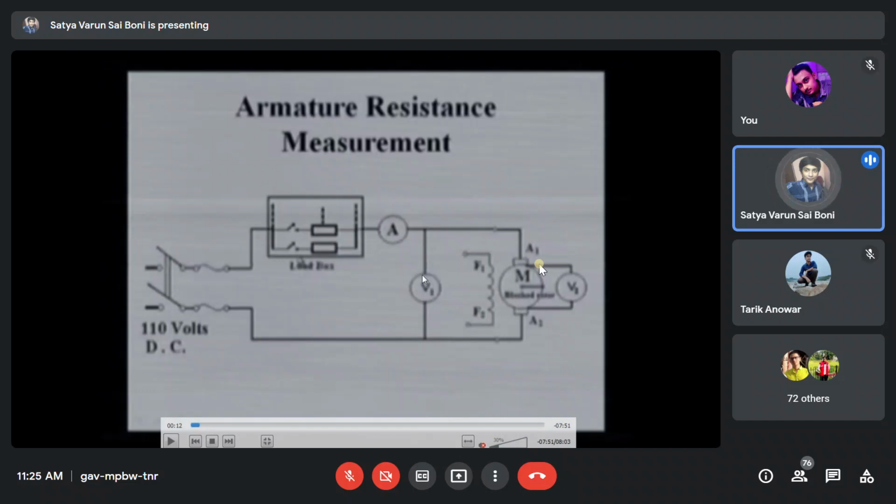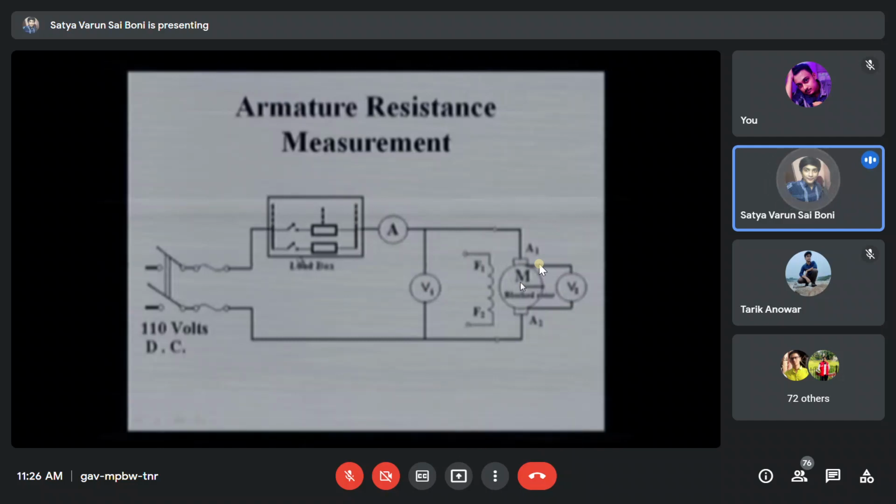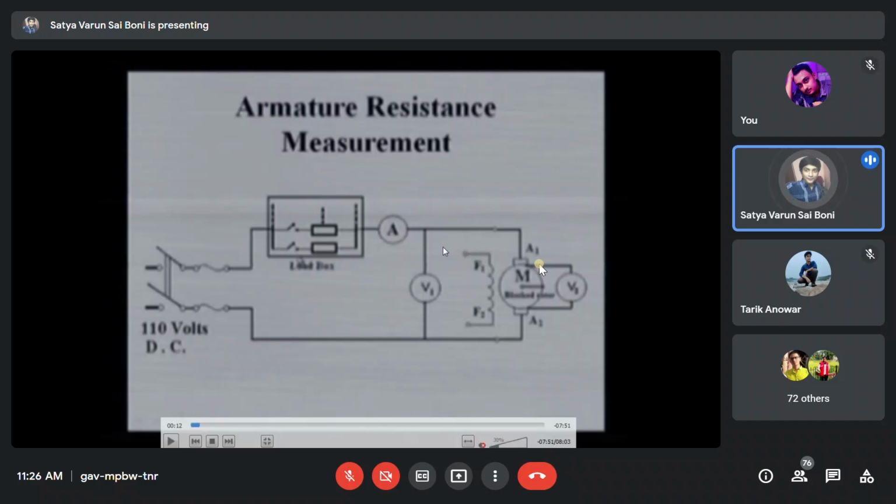Ammeter and voltmeter: here we connect a voltmeter across the motor. Here the brushes are there, so we place a voltmeter across the armature of the motor, including the brushes. This is the first point to be noted. The other point is that we place another voltmeter, V2, across the armature itself. So one is across the armature along with the brushes, and the other voltmeter is only across the armature. This is the arrangement we should make in real time.